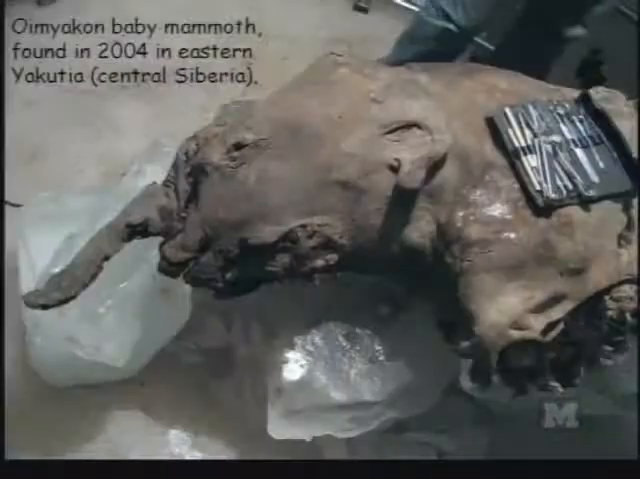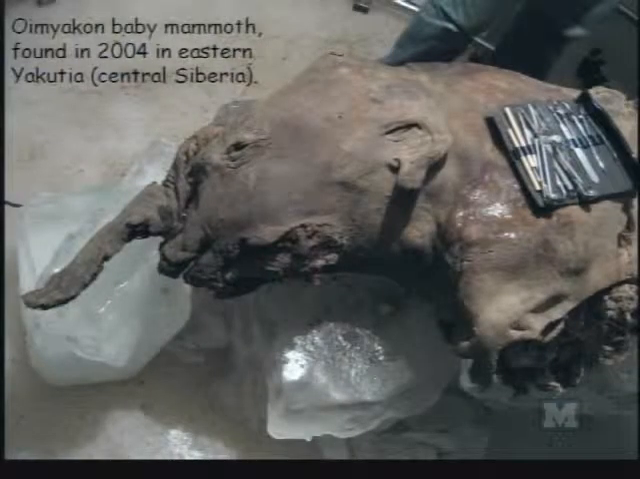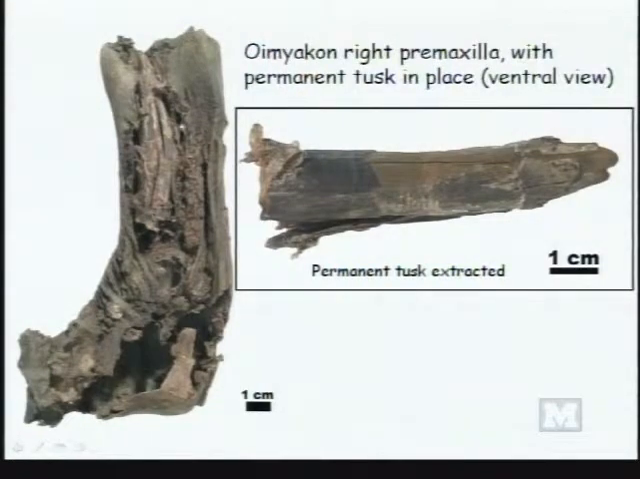This is a wonderful little calf. Unfortunately, it was chopped in about a third, and only a third recovered. It was found in a gold mining operation in eastern Siberia in 2004, the Oymyakon baby. And knocked loose from its face was its premaxilla, the part of its snout that embeds the tusk, and there, with a piece of bone removed, is the tusk. And here it is pulled out.